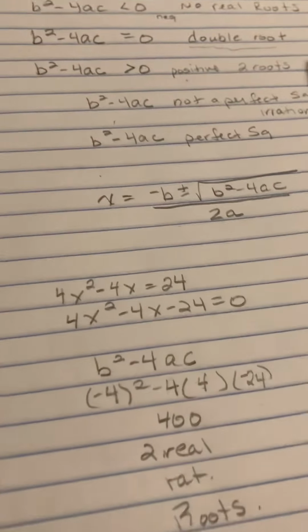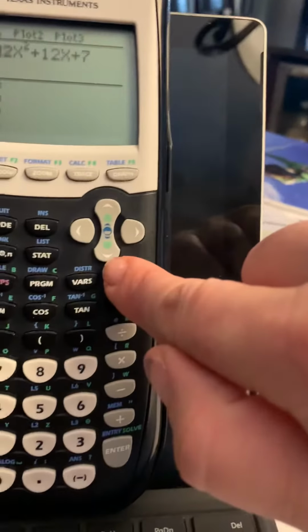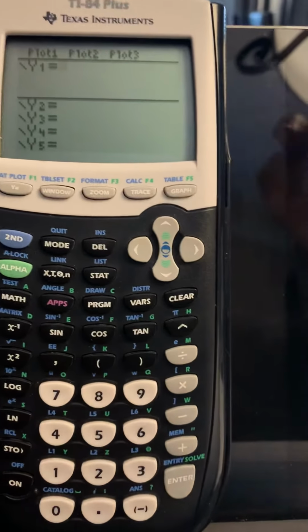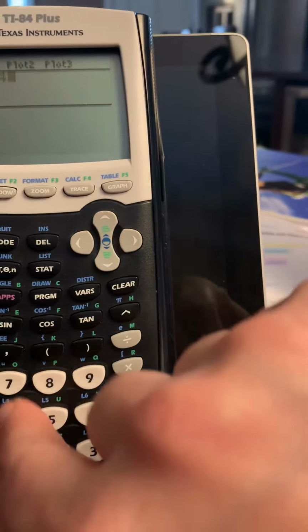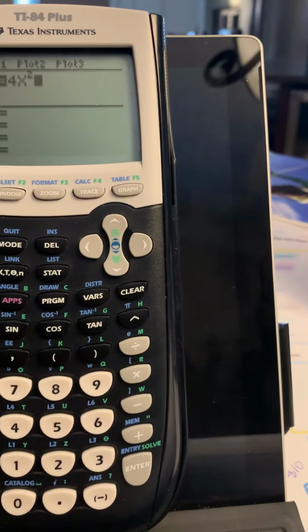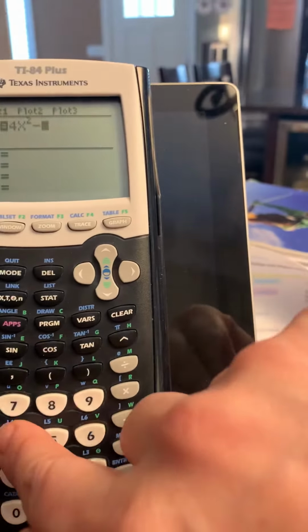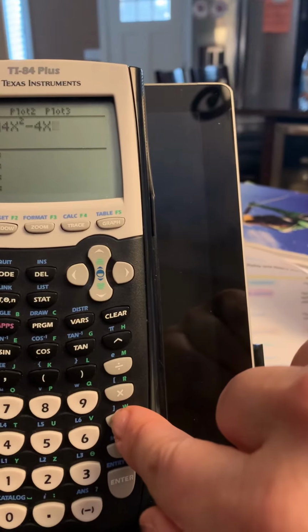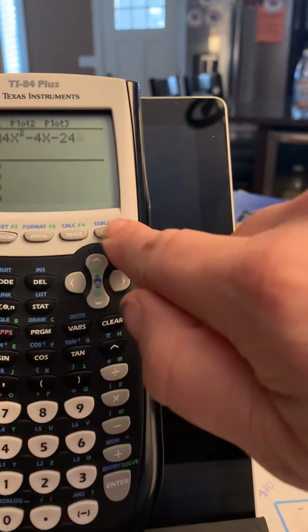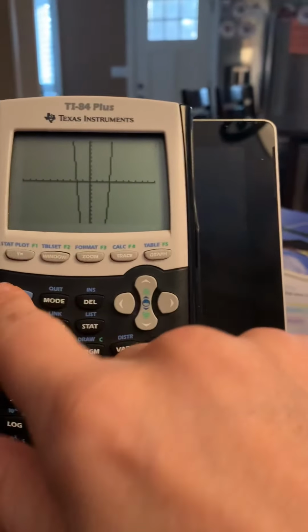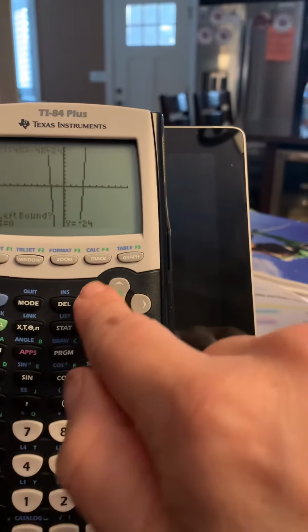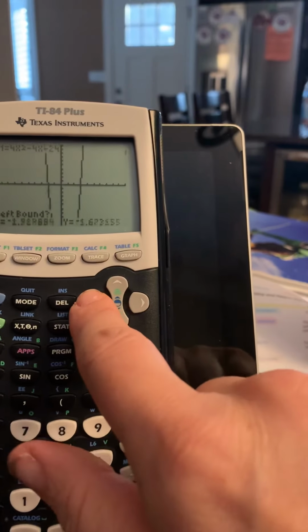And let's go check out what that looks like in the calculator. So we'll go here, and we're going to put in 4x squared minus 4x minus 24. And here she is. Let's go take a look. Dissect her here a little bit.